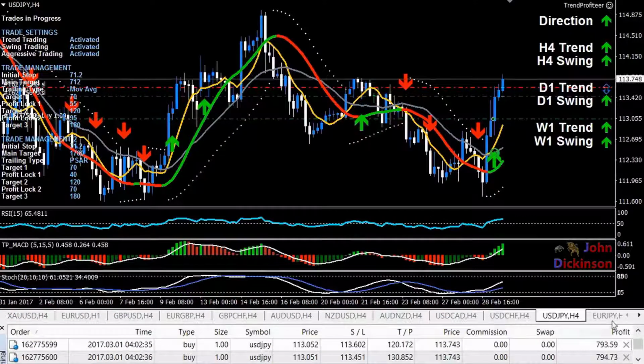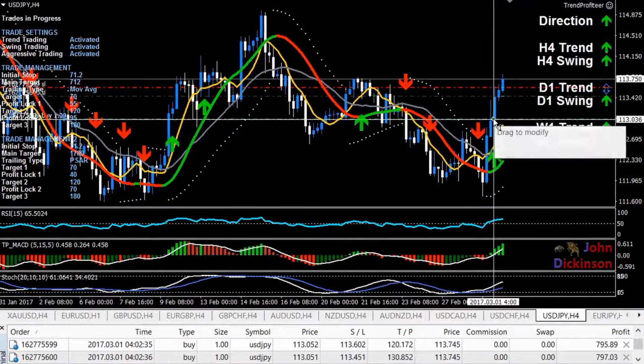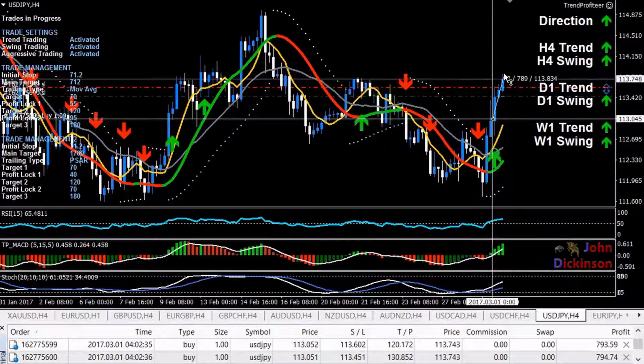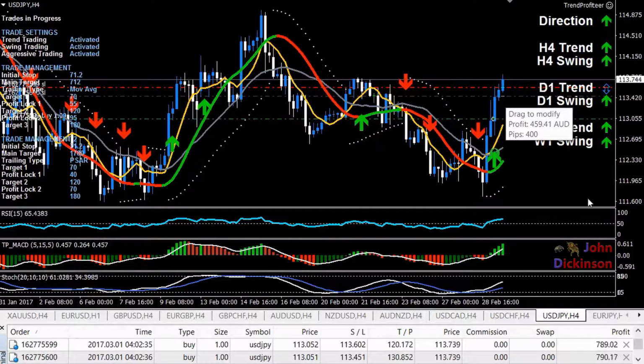Okay, so about $1,600 in profit already. It's only been about 10 hours since I took this trade. We currently reached almost 80 pips, and currently sitting just under that. I've locked in around 55 pips on my first position, 40 pips on my second position. That's happened automatically, of course, by the Trend Profiteer trade management system.